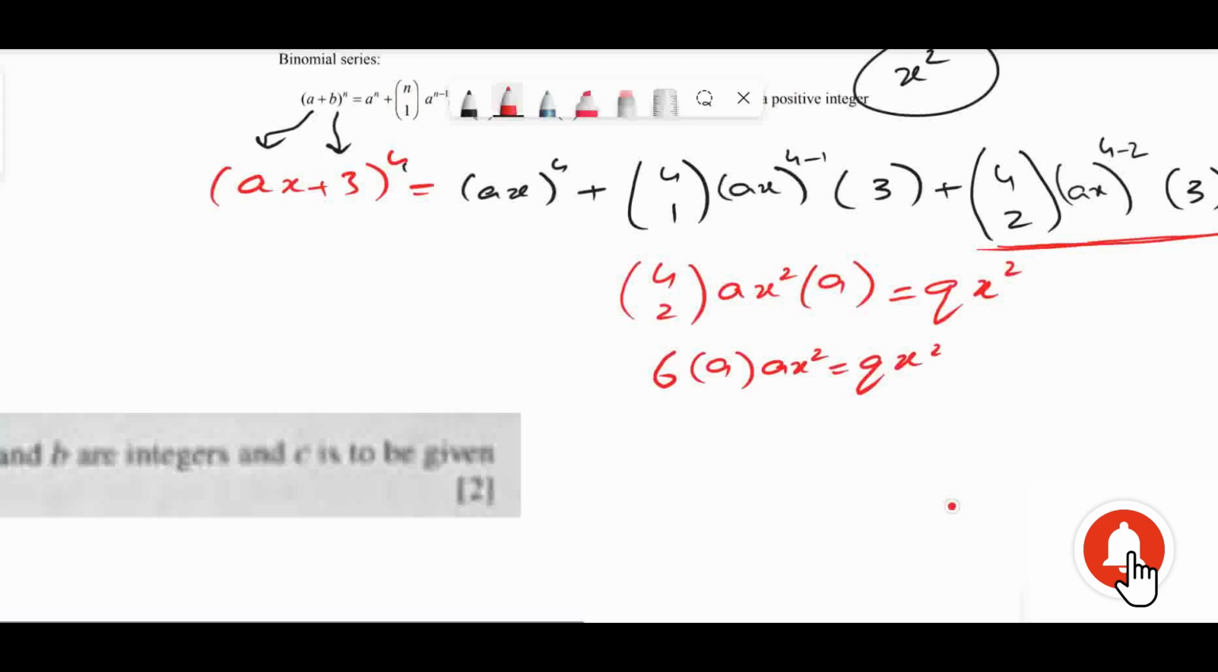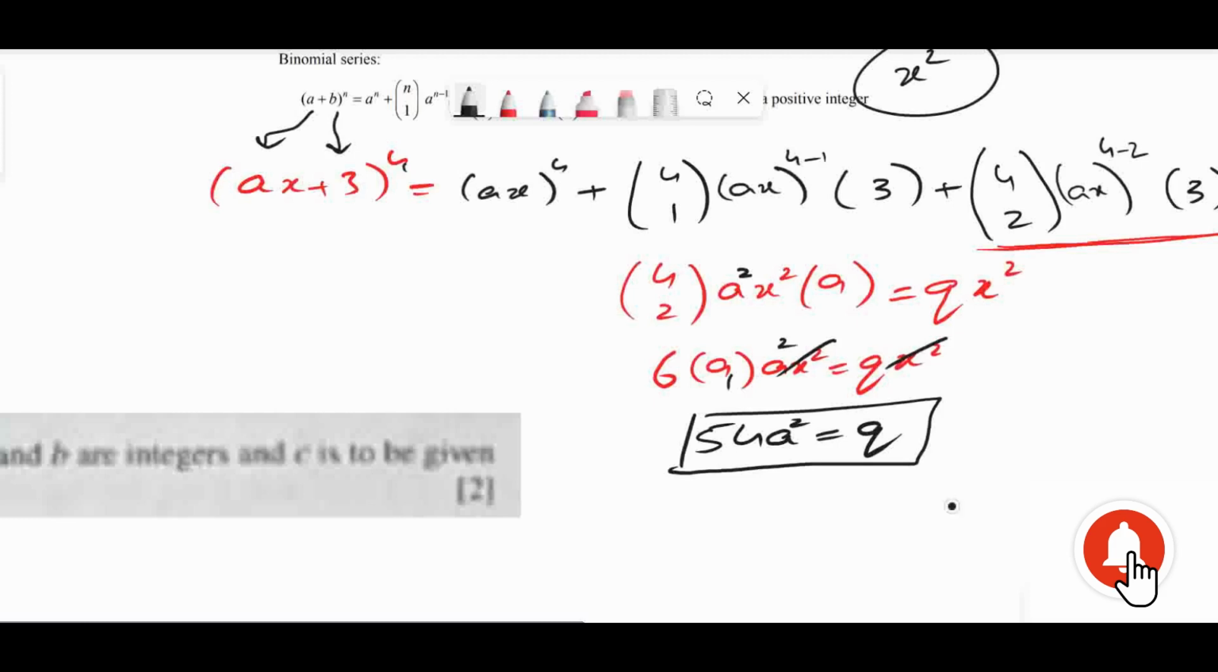Now we can cancel out these two, or we can equate the coefficients only. So 6 into 9 is 54, and a^2 equals q. Now this is the second one, 54a^2. Yes, this should be squared. So 54a^2 equals q.